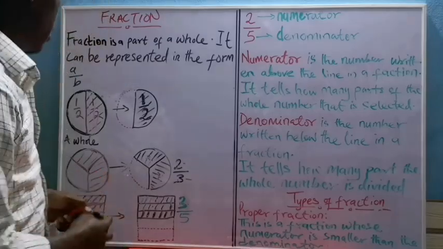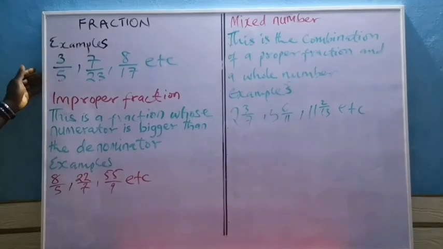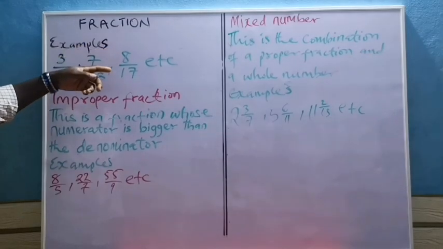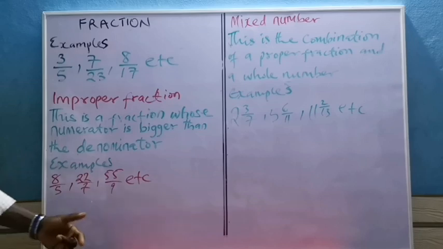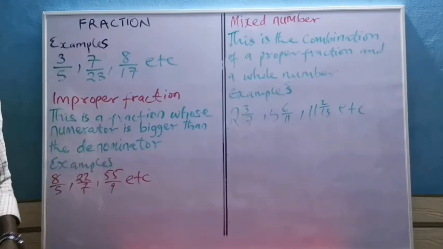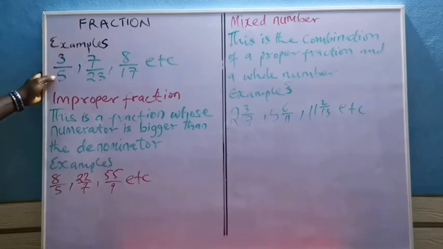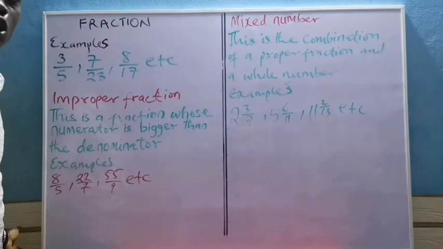Okay, so let's look at example of proper fraction. So these are examples of proper fraction: 3 all over 5, 7 all over 23, 8 all over 17, and they are all examples of proper fraction. So proper fraction is a fraction whose numerator is smaller than the denominator. Okay, now let's look at improper fraction. This is a fraction whose numerator is bigger than the denominator.